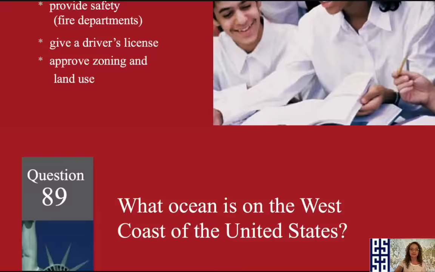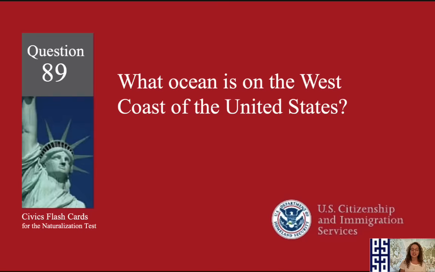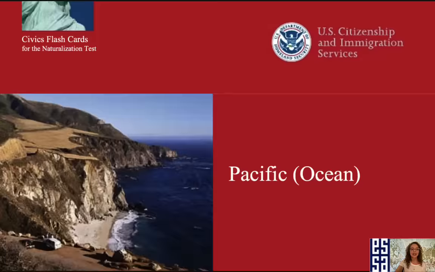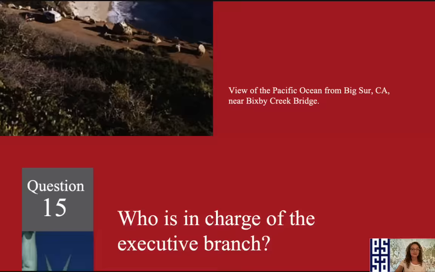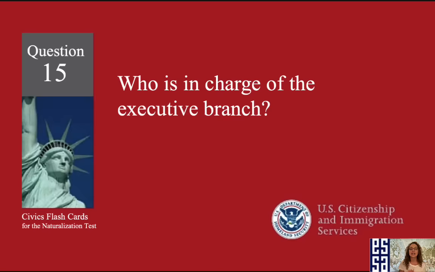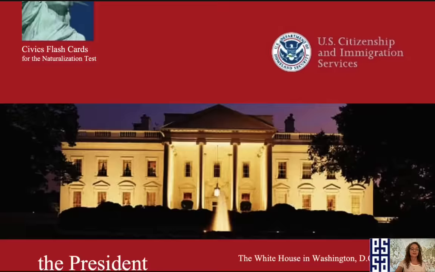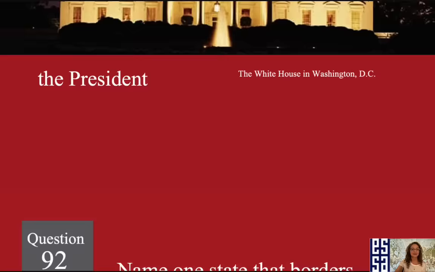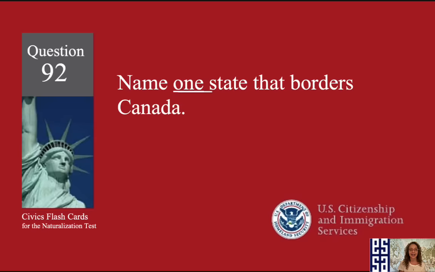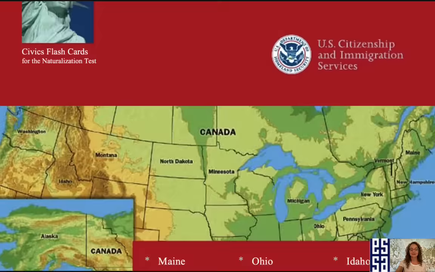What ocean is on the west coast of the United States? Okay, the west coast has the Pacific Ocean. Who is in charge of the executive branch? The president. Name one state that borders Canada. New York.